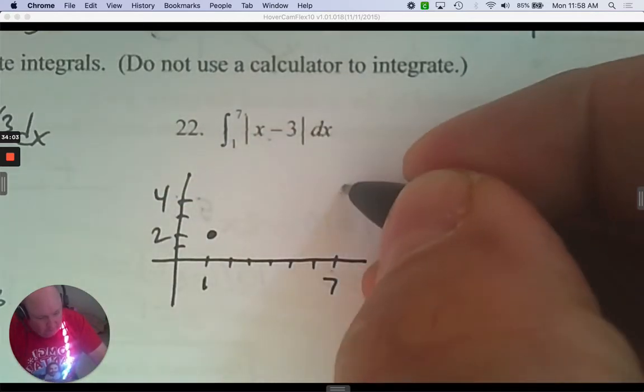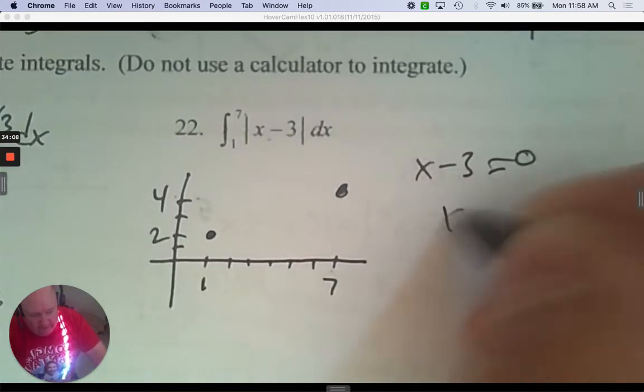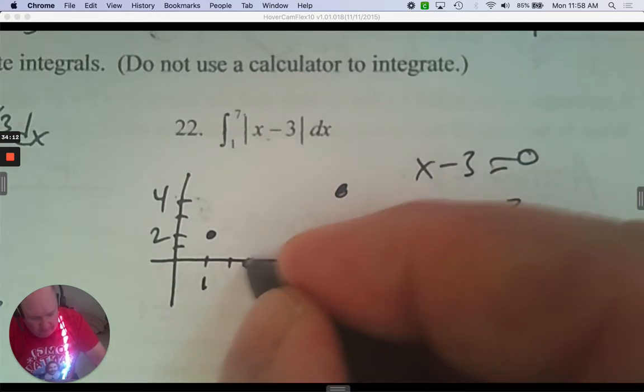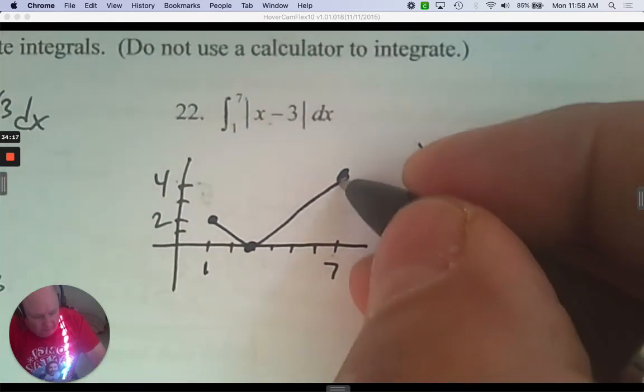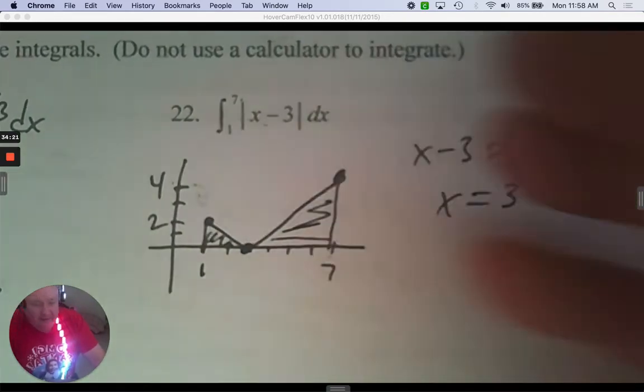So 7 gives you the answer 4. We also need the vertex. So if I take x subtract 3 equal to 0, there's a vertex when x equals positive 3. So then draw your v from that vertex. We have 2 triangles that we're going to find the area of. And that's going to give me the integration answer.